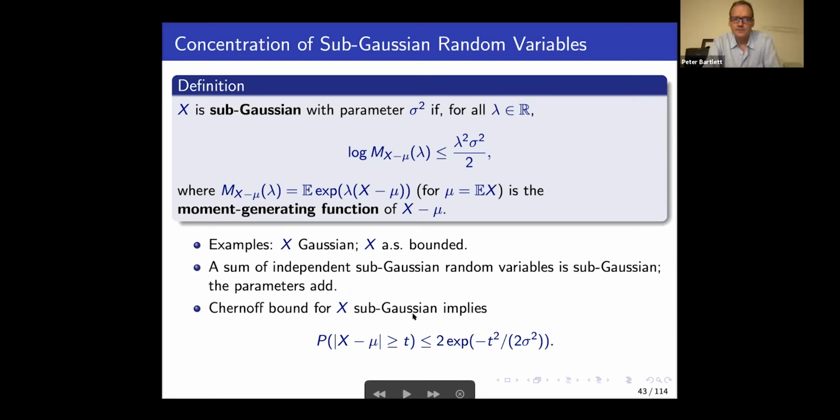So this was what I was referring to earlier in response to your question, Jean, where when we're summing up these independent sub-Gaussian random variables, we get something that's sub-Gaussian and the parameters add. You can say more about combinations with limited dependence.